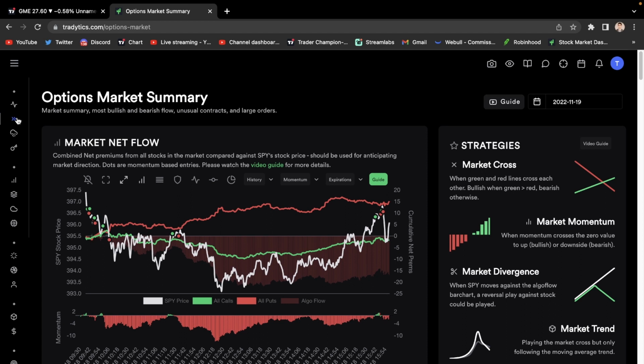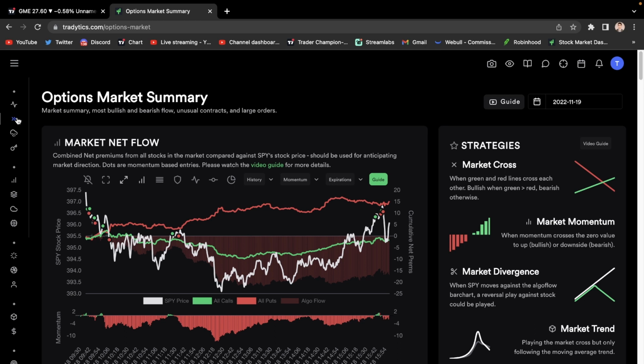This will give you an overall idea of where the money is trending in terms of calls and puts on the SPY intraday. It combines net premiums from all stocks and compares it against the SPY's price. So this will just give you an overall idea of what other people are doing, and you don't want to put so much thought into that. Sometimes the crowd is wrong. The crowd is not always right. But if the timing works with you, that's when it makes sense, right?